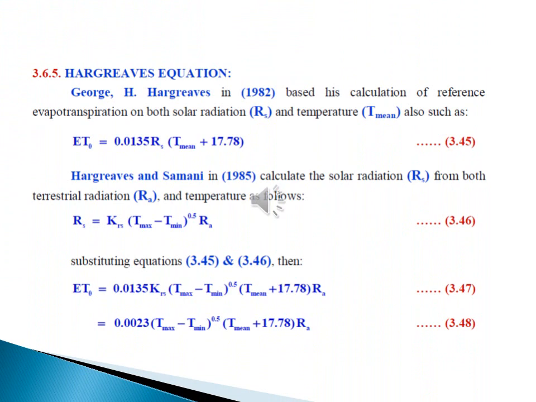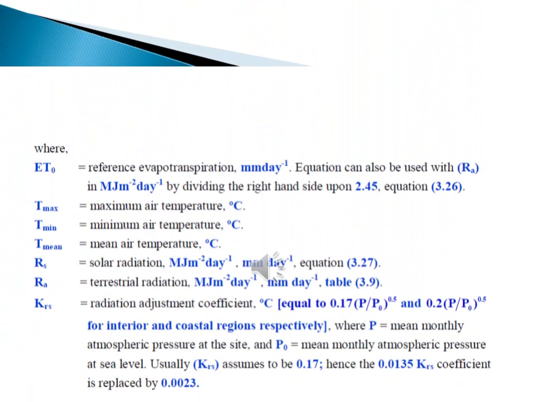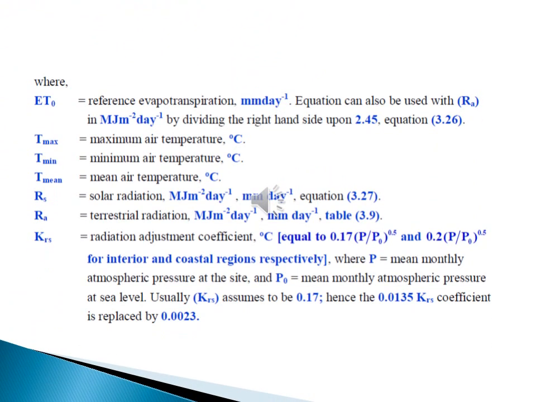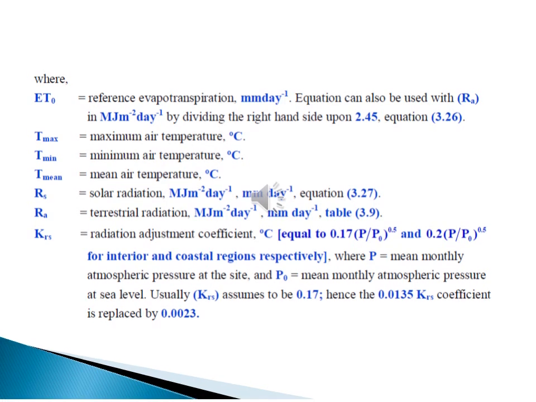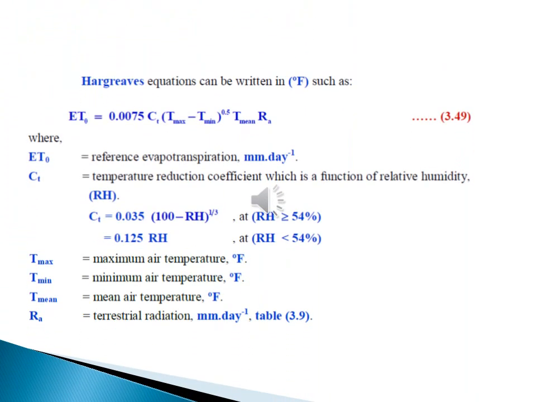Hargreaves equation bases its calculation of reference evapotranspiration on both solar radiation and temperature as shown in the enclosed equation. Moreover, Hargreaves and Samani calculate the solar radiation from both terrestrial radiation and temperature as shown in front of you. Parameters of the Hargreaves and Samani equation as shown in front of you. Anyway, the Hargreaves equation can be written in Fahrenheit degrees as shown by this.